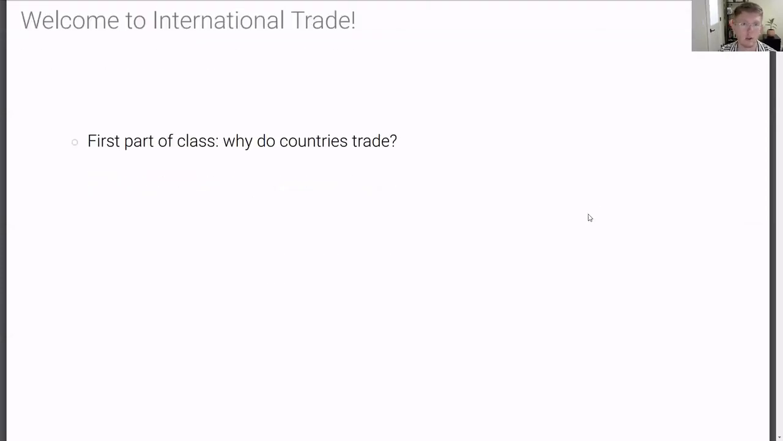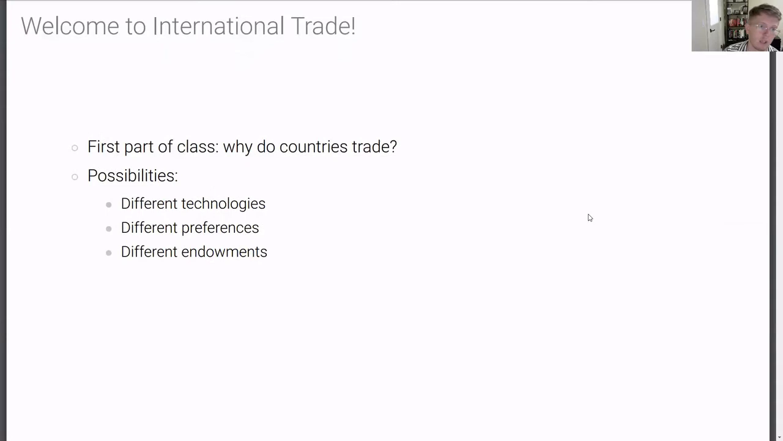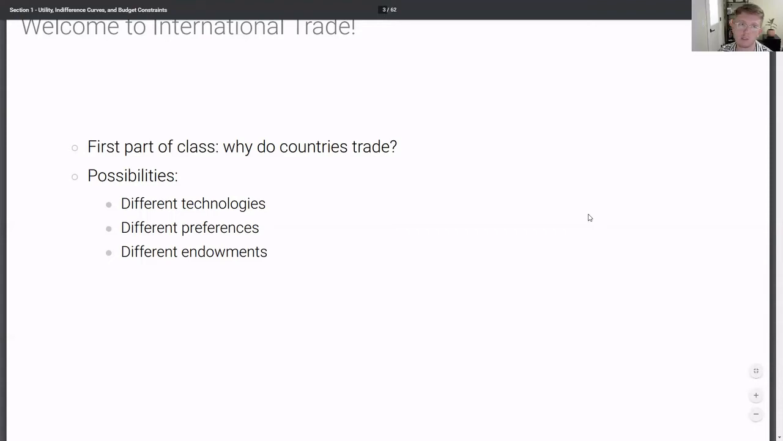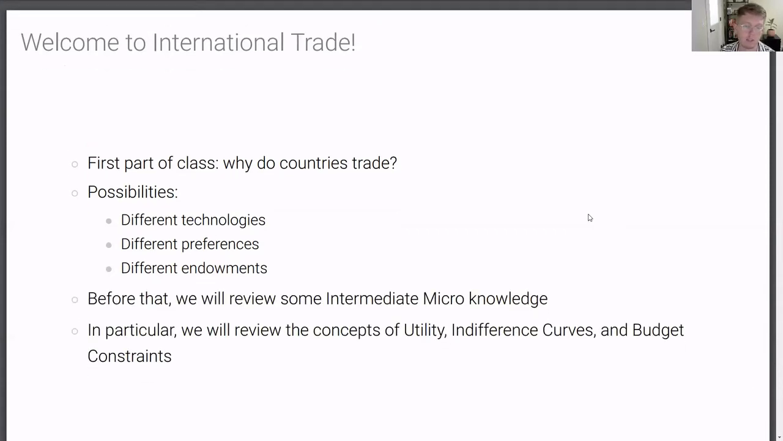In the first part of the class, we're going to talk about why countries trade. There are different possibilities for this. The first reason might be that they have different technologies. The second might be that they have different preferences, so different countries might like to consume different goods. If one country likes apples and the other likes oranges, they might choose to trade with each other. Or different endowments. That is, different countries have certain resources, and these resources might vary across countries. And so we might think that countries are going to choose to trade based on the endowments of what they're given.